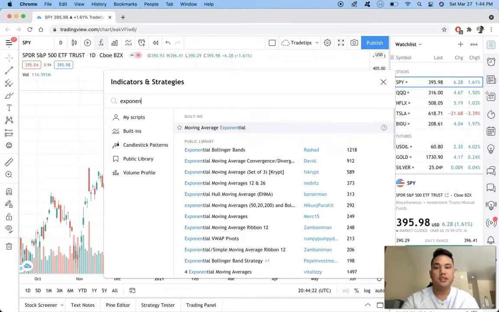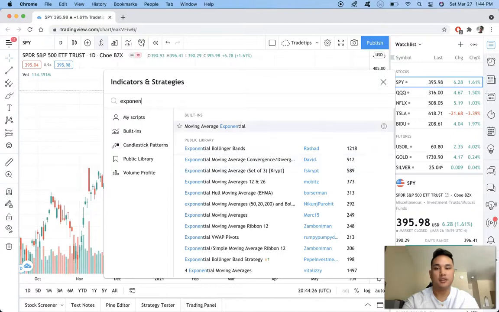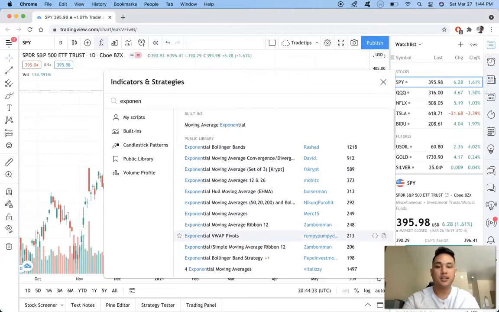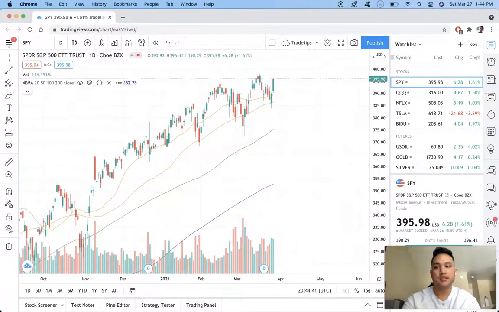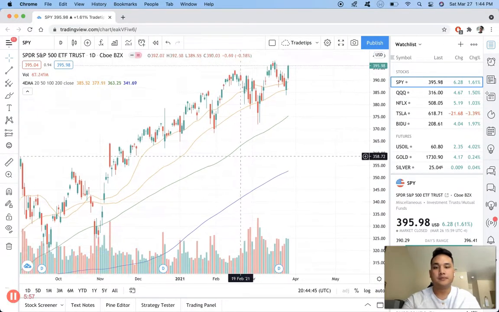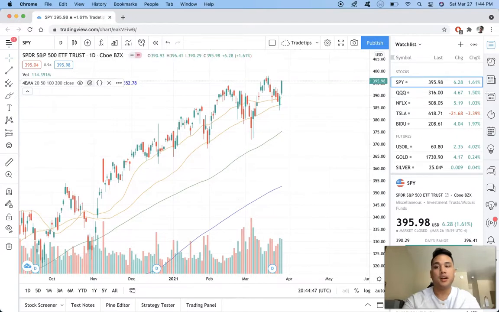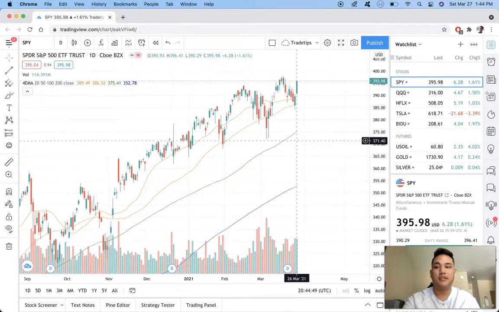Now when you do that, we could just get 3 or 4 of these, but what I like to find is that there's a public library of people who are trying to save up space and use just one indicator that has all 4 of them. So let's go ahead and try this one. It has 4 exponential moving averages all in one, and it's already pre-built for us. So it has the 20, the 50, 100, and the 200. These are the most common moving averages that you will find.